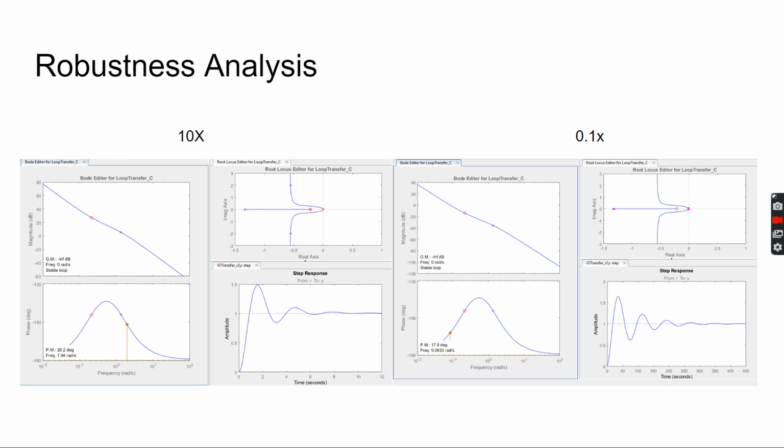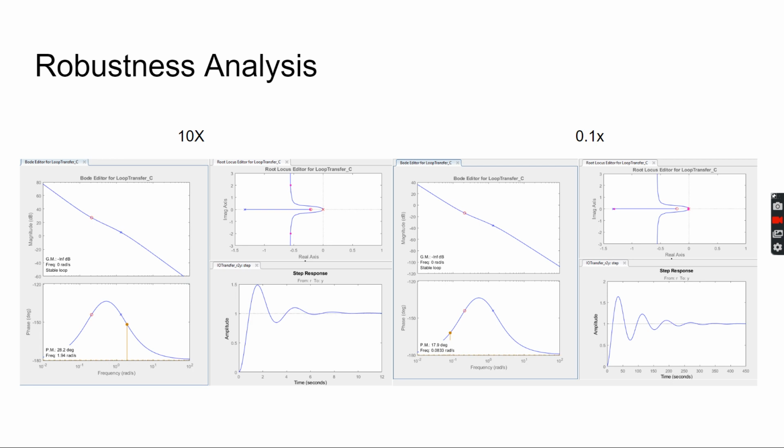We then went and analyzed how robust the system was. We decided to analyze the robustness of the system by changing the controller gain. On the left here, we have 10 times the controller gain in our system. As we can see, the phase margin decreases, the overshoot increases, the oscillations increase, and the rise time decreases. This is not desirable for our system, mostly down to the rise time being so quick. This means that the system is very twitchy and oscillates very quickly, which would most likely damage any pizza that we are carrying.